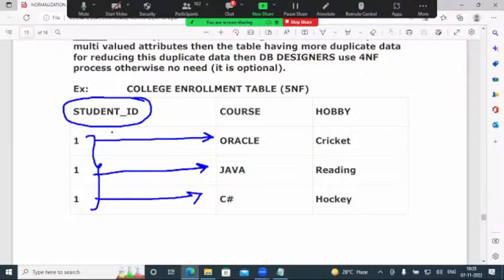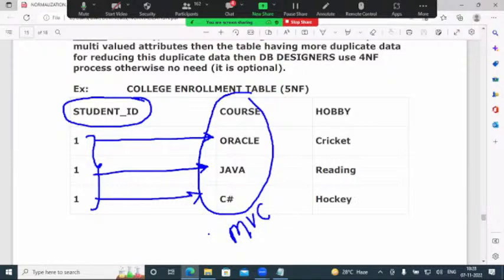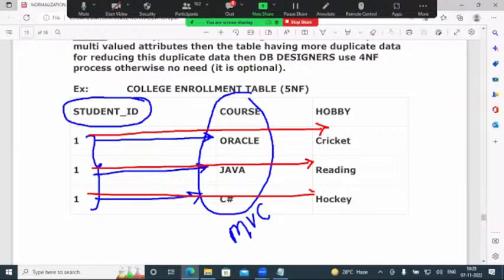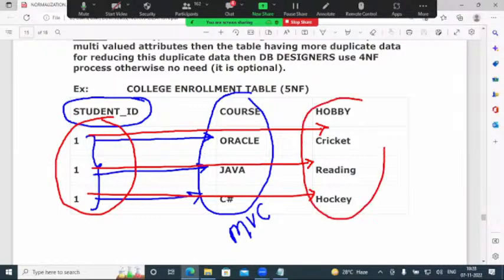Satisfied? That means this is called as what now? Multi-valued column. Understand now? Right, like this. Another one is also there now: one cricket, one reading, one hockey. Again, same column, same value, multiple values are joined. That means, can I say it is also a multi-valued column?